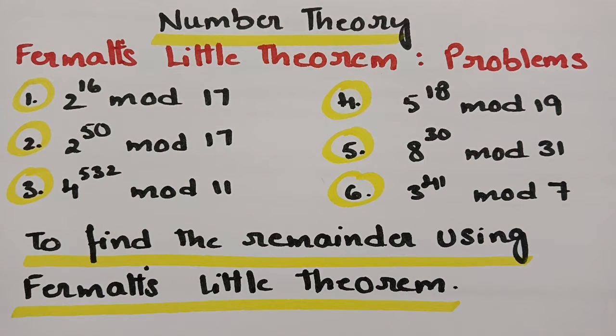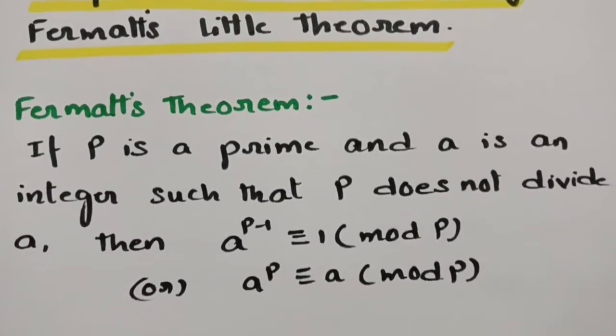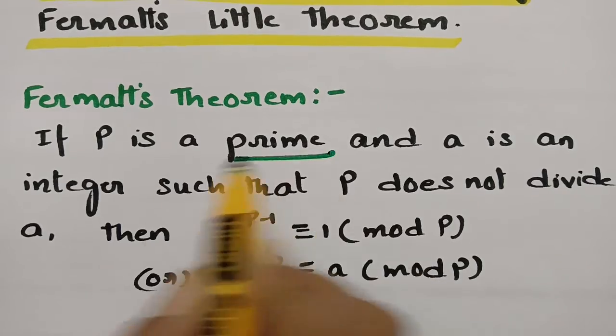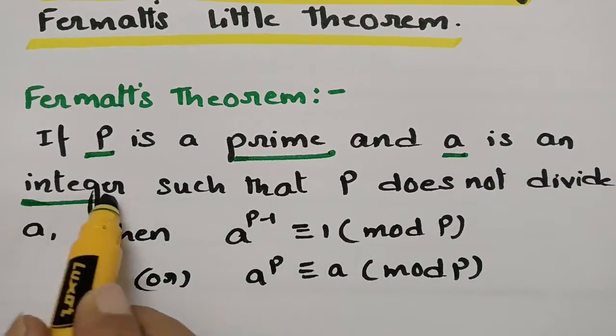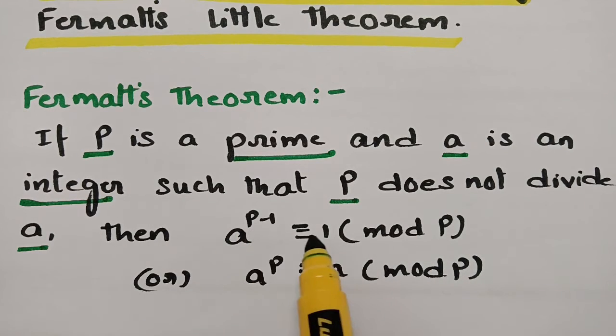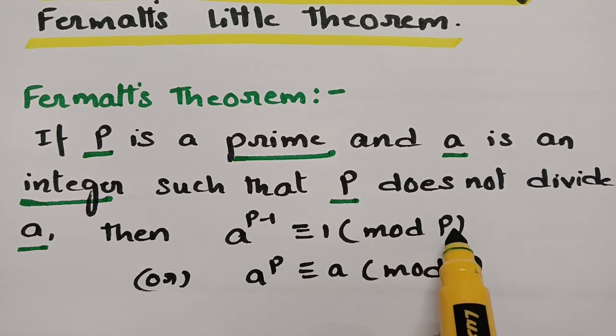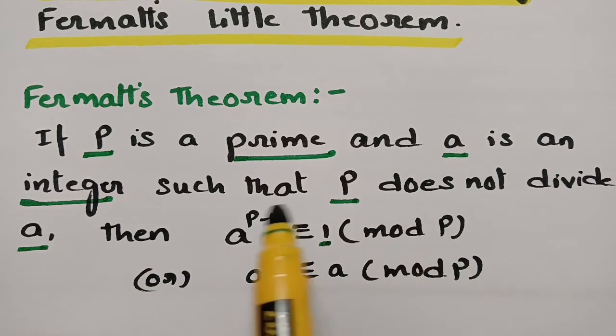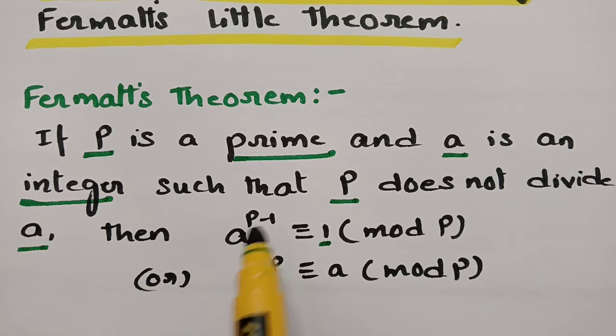According to Fermat's theorem, if p is a prime number, and a is an integer such that p does not divide a, so p shouldn't divide a, then a power p minus 1 is congruent to 1 mod p. Here this 1 will be the remainder when a power p minus 1 is divided by p.